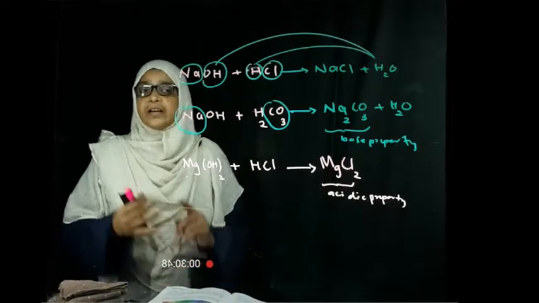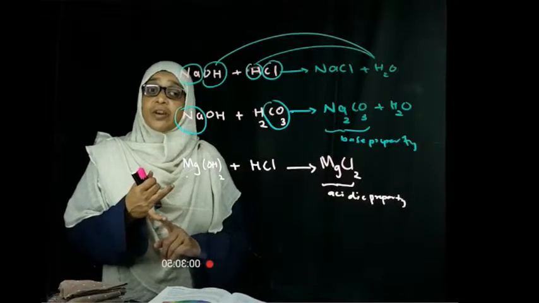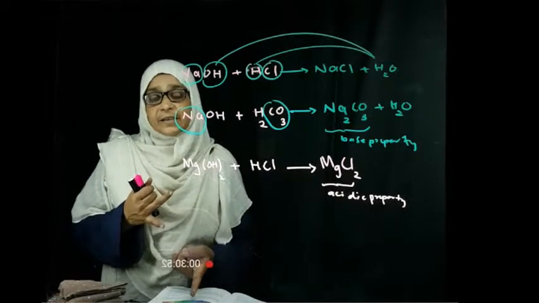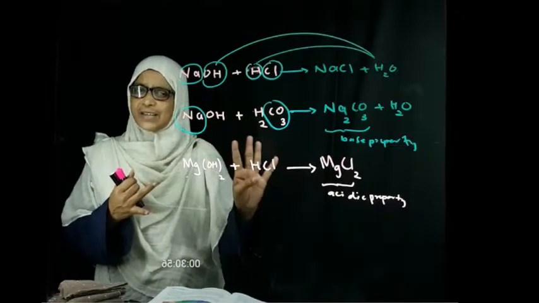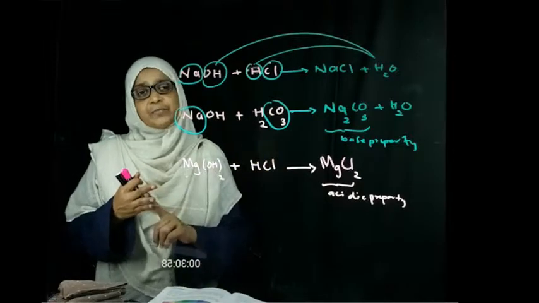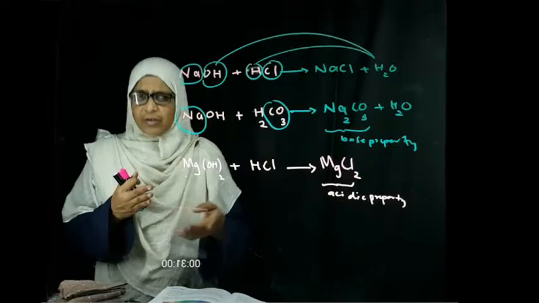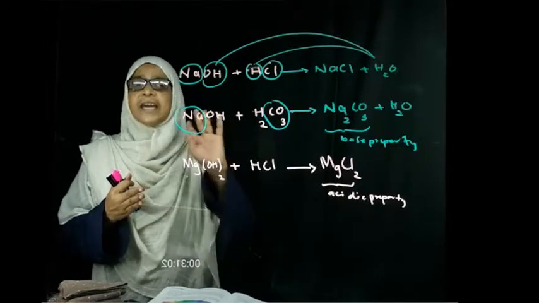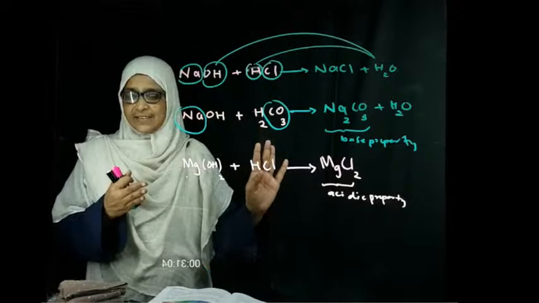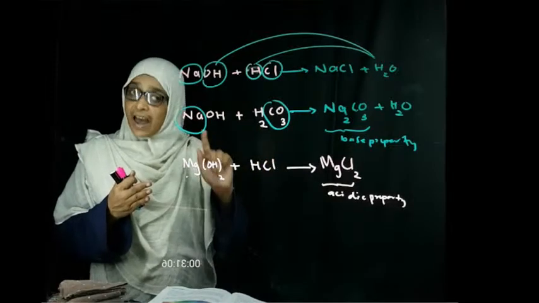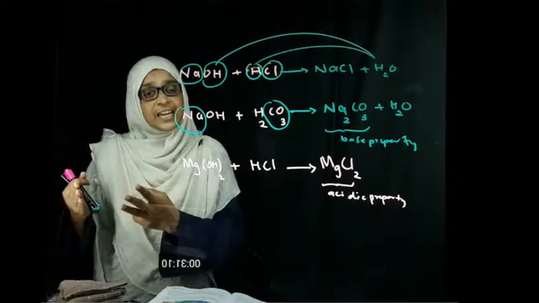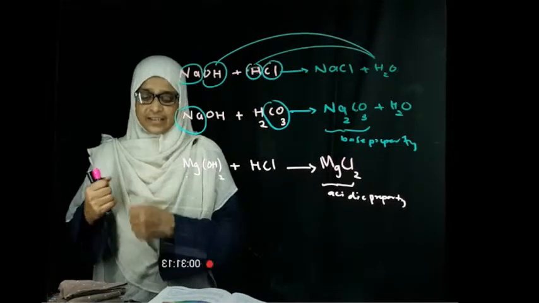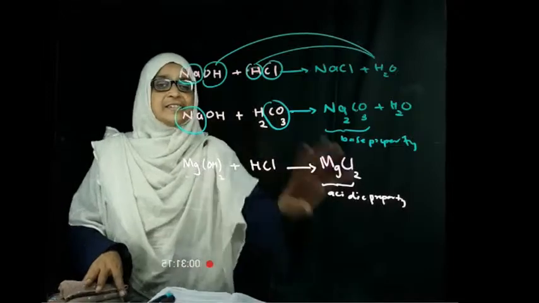You know, litmus always shows red in the acid, blue in the base. That's all. Next, phenolphthalein shows pink only in base. Methyl orange, red in acid. Okay, I will erase this and explain.